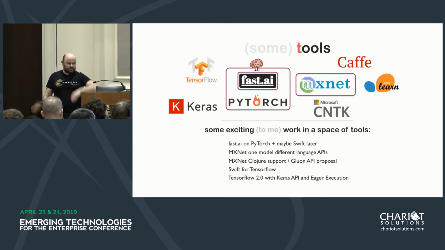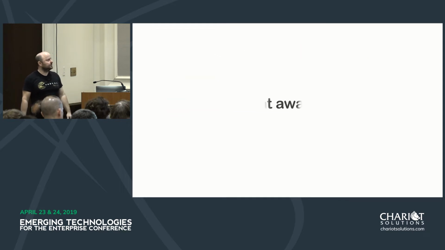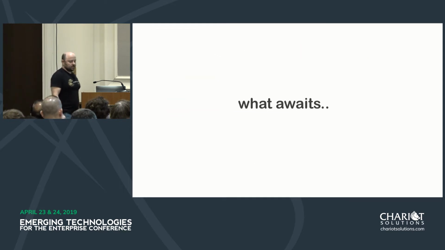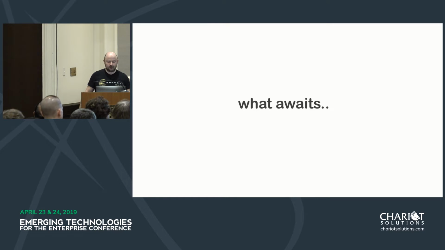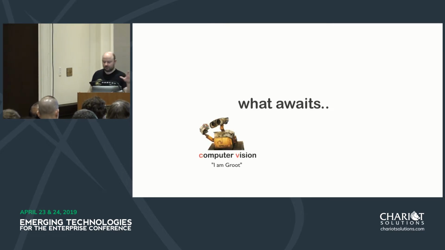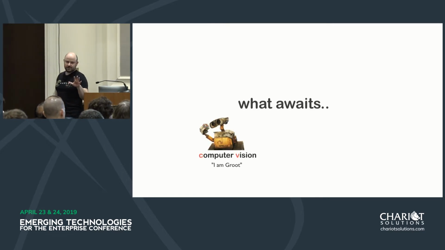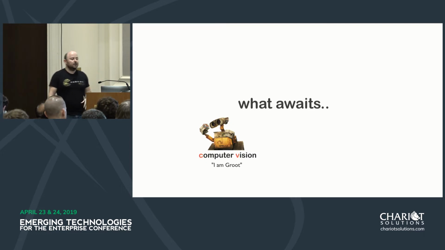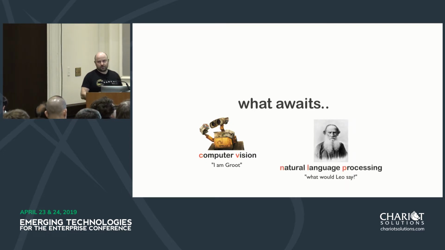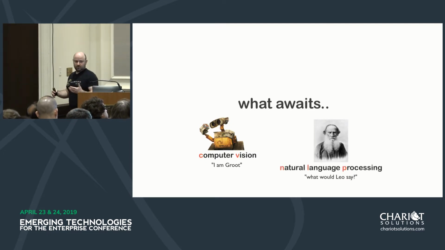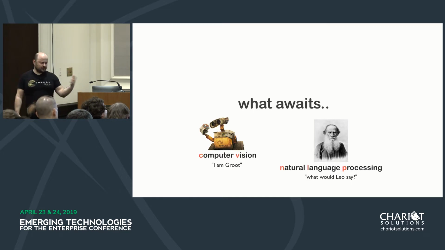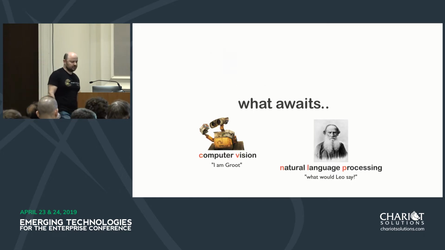There's some exciting work in tool space, exciting to me. There's, of course, tools, yet another huge topic in machine learning. So what we're going to try to do is see if Groot can detect humans. This has to do with computer vision. Then we are going to try to write novels as Leo Tolstoy would. Something that has to do with natural language processing.